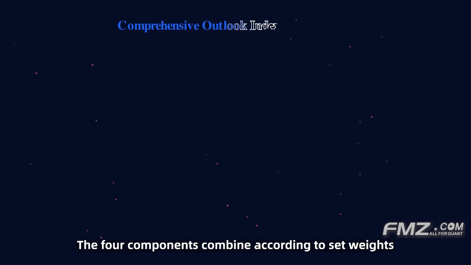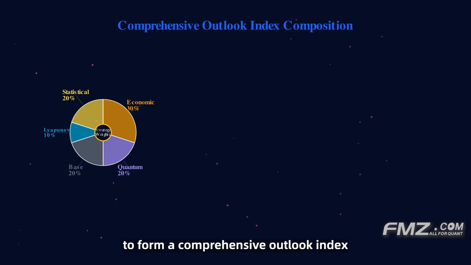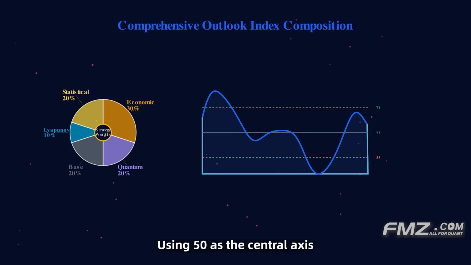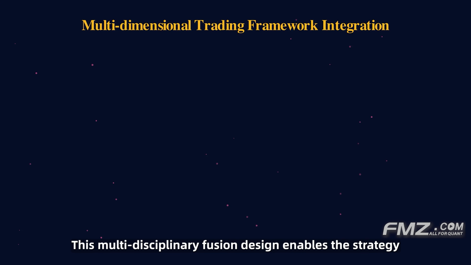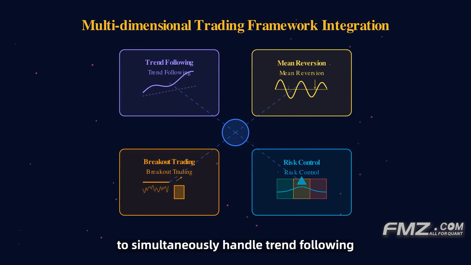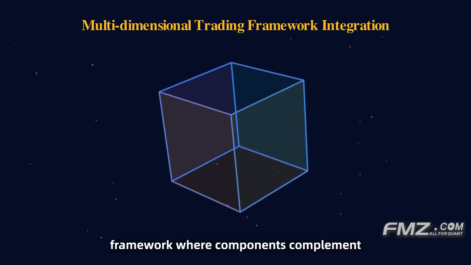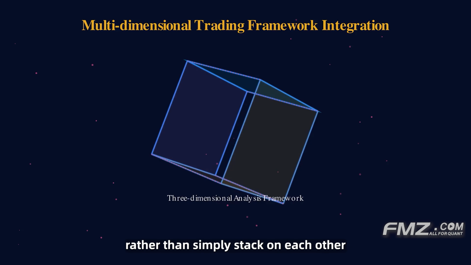The 4 components combine according to set weights to form a comprehensive outlook index. Using 50 as the central axis, we judge market tendency. When the index exceeds 70, it triggers a long signal. When below 30, it triggers a short signal. When returning near 50, we execute position closing operations. This multidisciplinary fusion design enables the strategy to simultaneously handle trend following, mean reversion, breakout trading, and risk control, forming a 3-dimensional analysis framework where components complement rather than simply stack on each other.